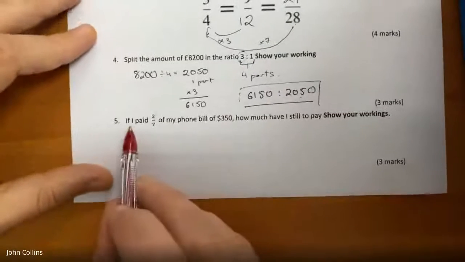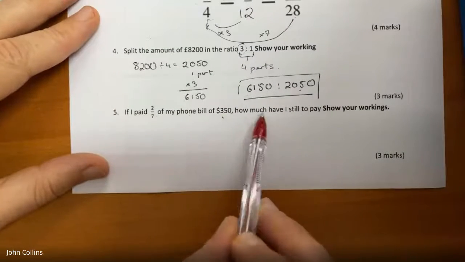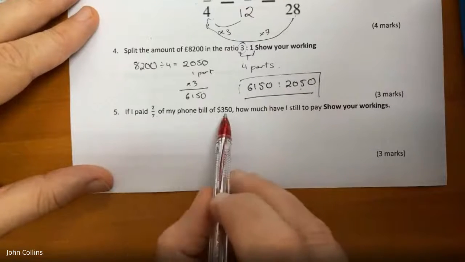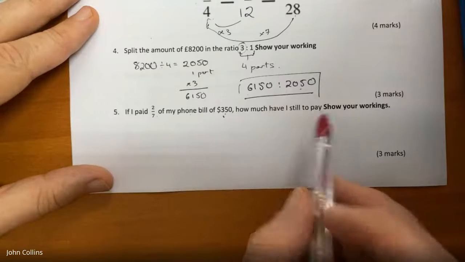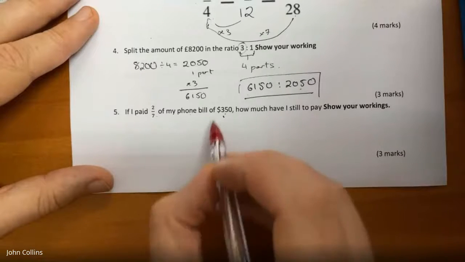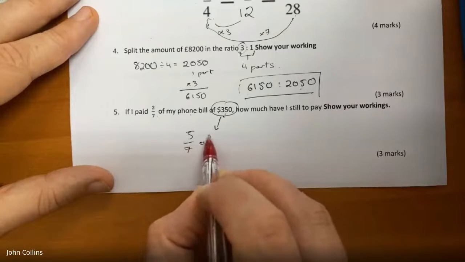Next question. If I paid 2/7 of my phone bill of that much, how much have I still left to pay, or still to pay? So if I paid 2/7, I've left to pay 5/7. Because 7/7 would be the whole bill. So that means I need to find 5/7 of this number.